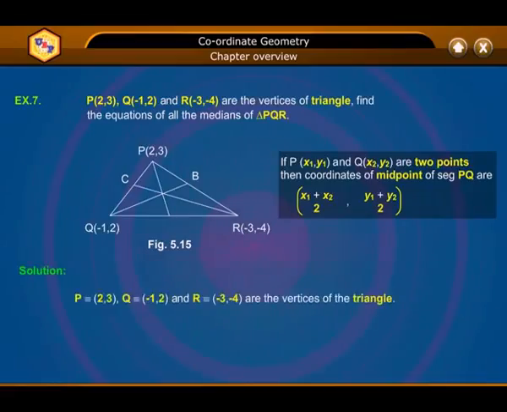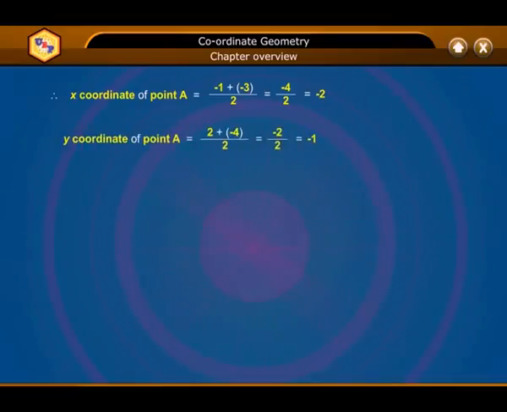Solution. P is equal to (2, 3), Q is equal to (minus 1, 2) and R is equal to (minus 3, minus 4) are the vertices of the triangle. Let PA, QB and RC be the medians. A is the midpoint of segment QR. The x coordinate of point A is equal to (minus 1 plus minus 3) by 2, which is minus 4 by 2, equal to minus 2. The y coordinate of point A is equal to (2 plus minus 4) by 2, which is minus 2 by 2, equal to minus 1. Point A is equal to (minus 2, minus 1).